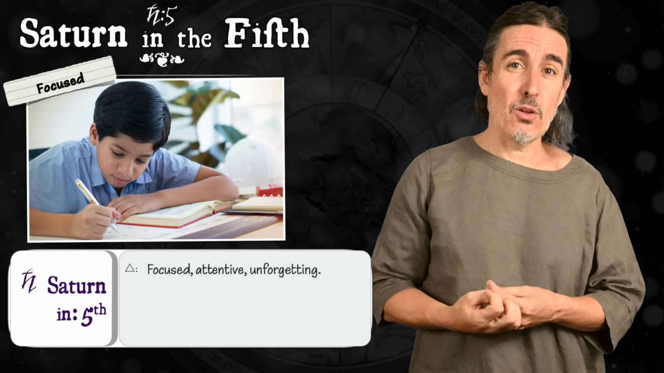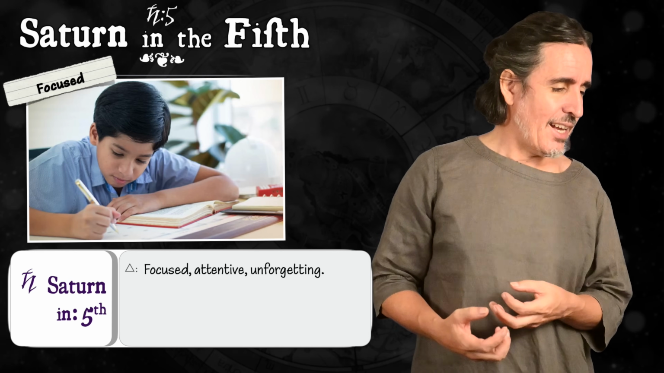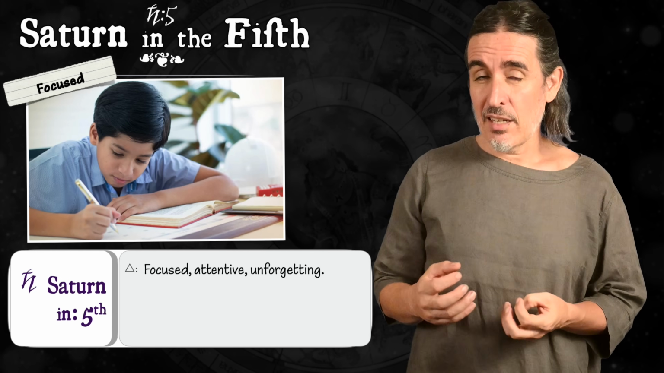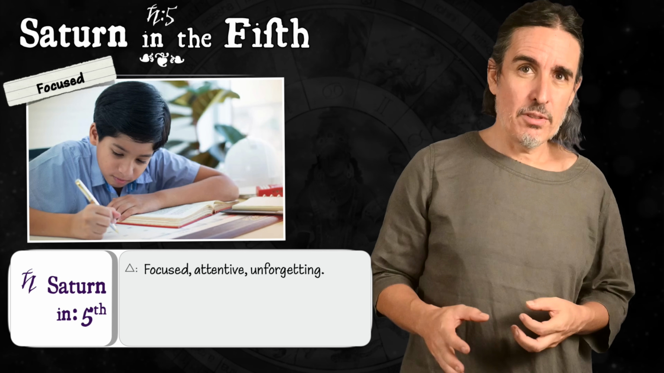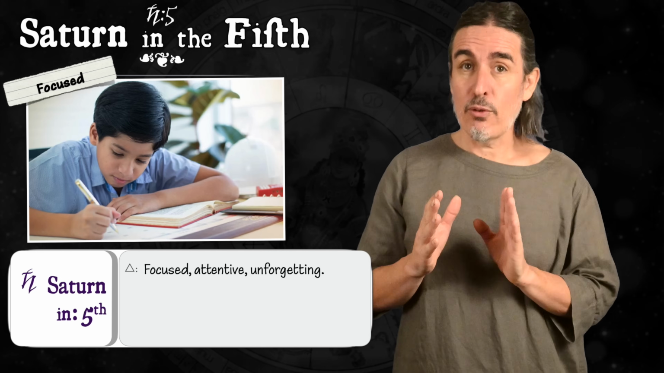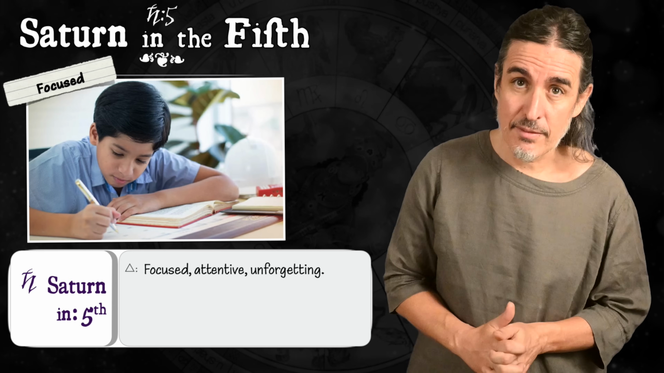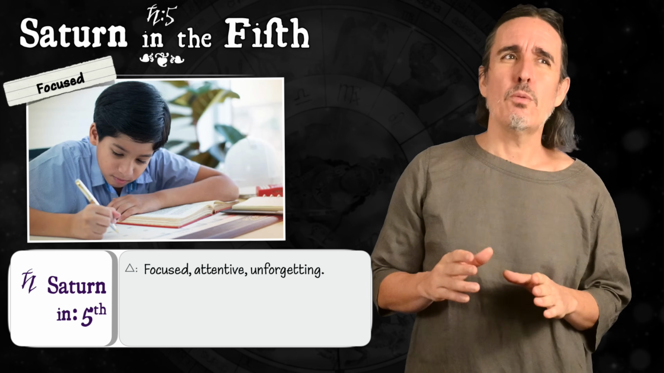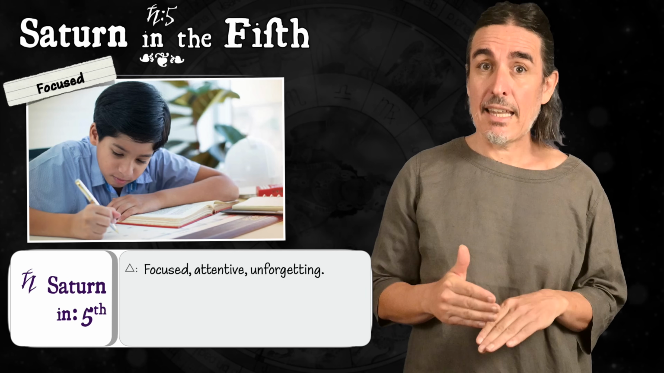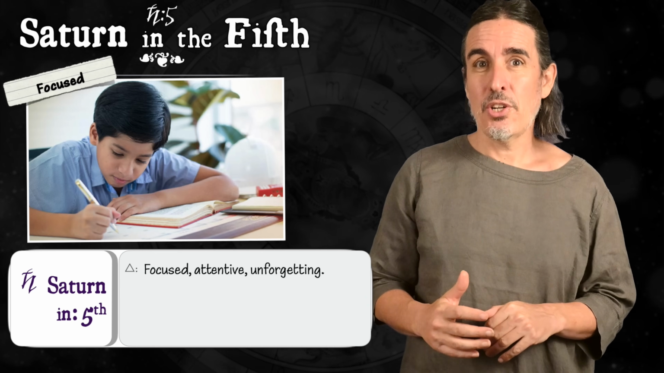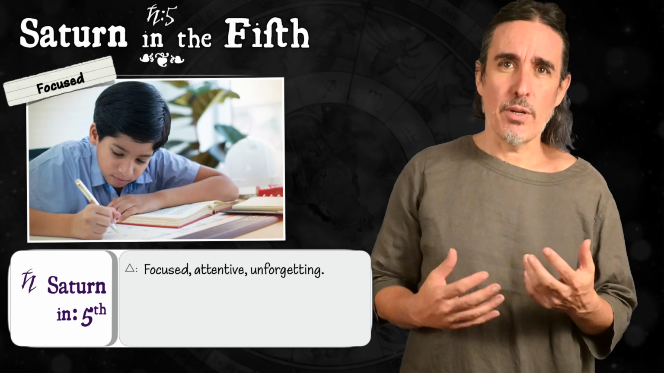It should give you a very long attention span. So these are the kind of people that study really well, learn really well because they focus for a long time and they don't get distracted. Saturn in the fifth house also helps you be the type of person who does get things done. You don't stop or get distracted midway through.